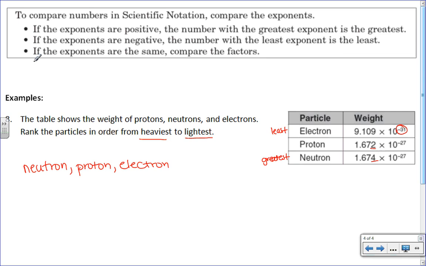So when it comes to this part, if the exponents are the same, compare the factors, you don't have to worry about one being positive or negative or anything like that. It doesn't matter what the exponents are. If the exponents are the same, whether positive or negative, just look at the factors, and that will tell you which one is bigger or smaller.